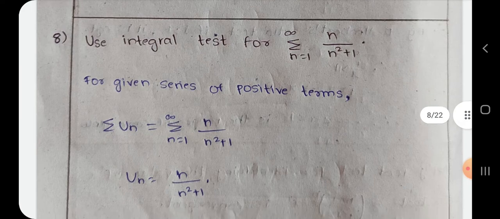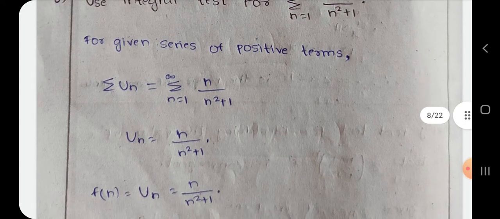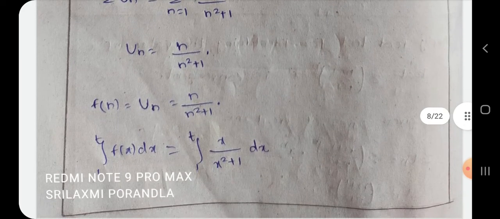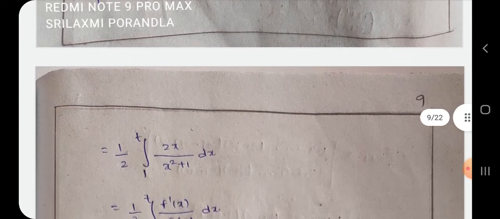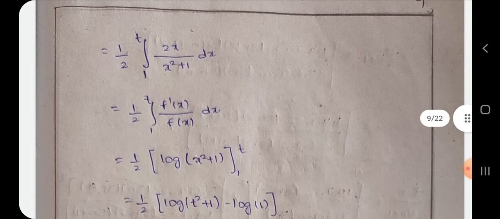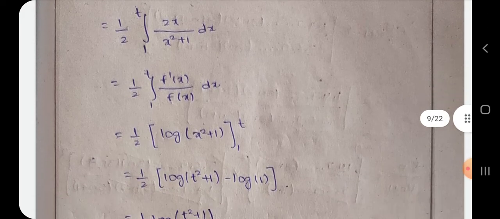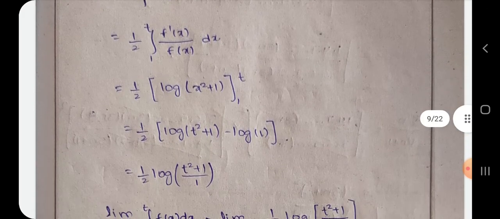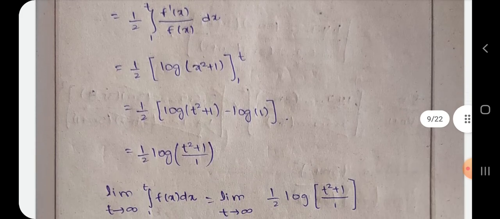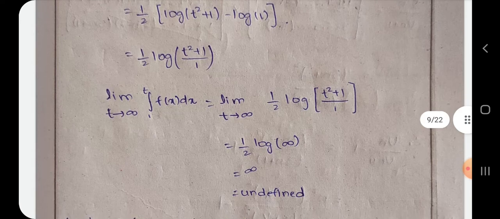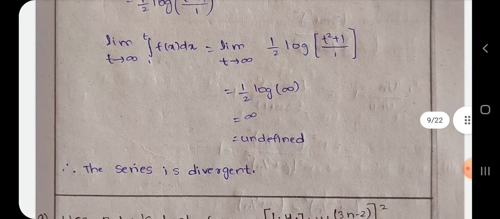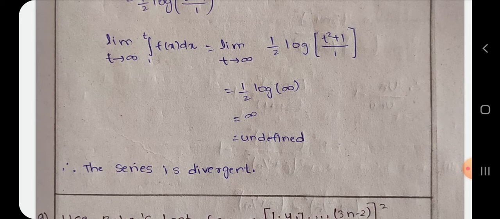Use the integral test for this problem. Clearly the name is mentioned. So n divided by n square plus 1 is the general term. You are calculating the integral. It looks like f dash of x by f of x type, so the logarithm of f of x. So logarithm of x square plus 1, and directly applying the limits, you get logarithm which is an undefined value.